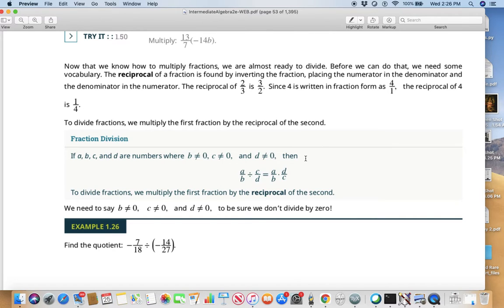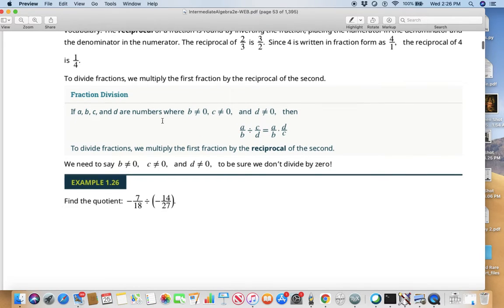The reciprocal is 1/4. If A, B, C, D are numbers where B and C are non-zero, A over B divided by C over D. So notice D has to be non-zero and I'm going to take a reciprocal, so C also has to be non-zero. A over B divided by C over D, you just have to take the reciprocal of C over D. So you take a reciprocal of the divisor and then multiply. So to divide fractions, we multiply the first fraction by the reciprocal of the second fraction.